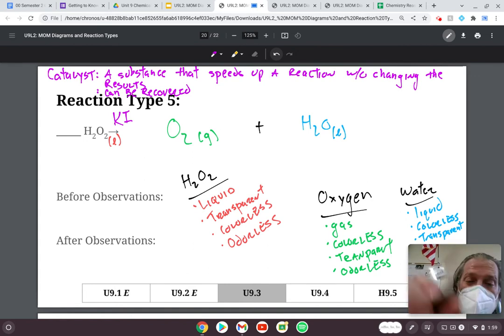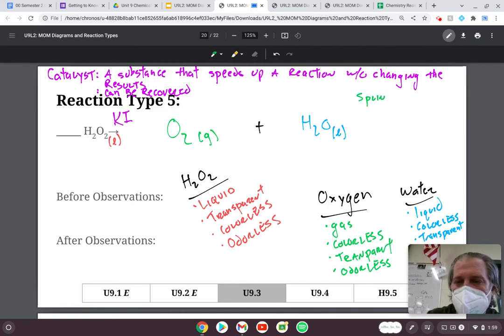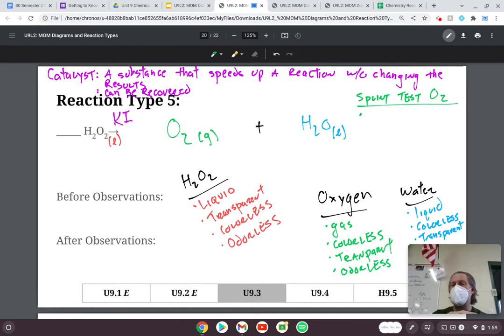The other thing that I want to highlight here is the splint test for oxygen. In the splint test for oxygen, we took a glowing splint, and in the presence of oxygen, it reignited.